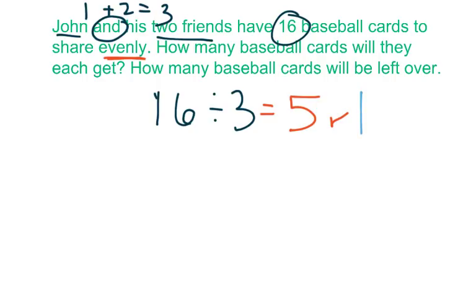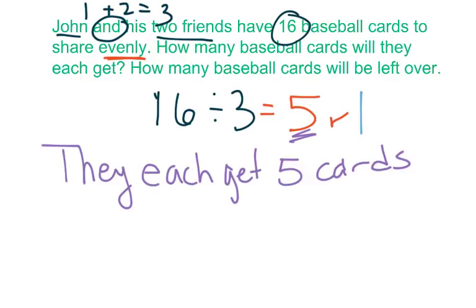Now, I need to understand what I'm talking about here. So I go back to my problem and I want to know how many baseball cards will they each get? They're each going to get what our quotient is. If I was dealing the cards out to them, every person would get 5 cards. So that answers my first question. And then my second question says how many baseball cards will be left over. That's going to be my remainder here.